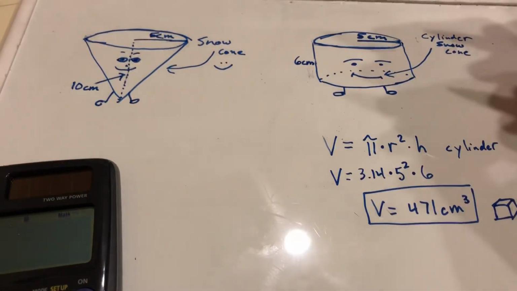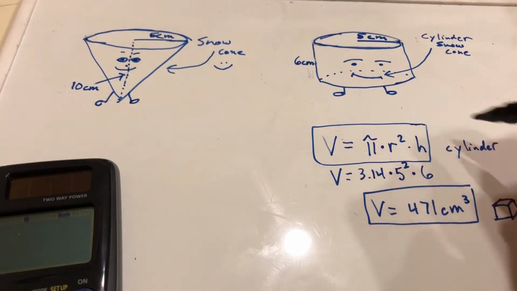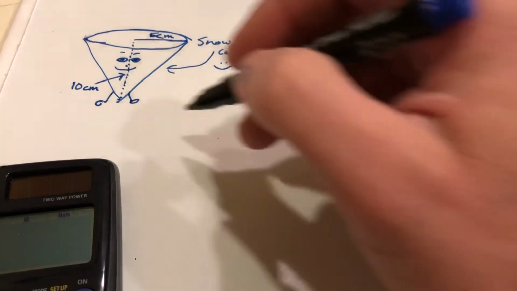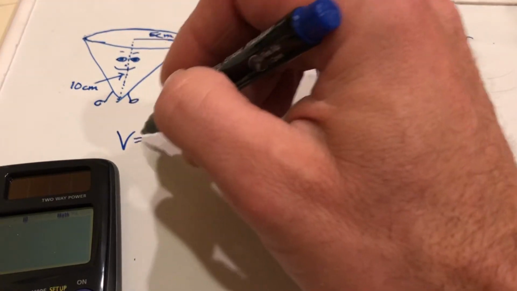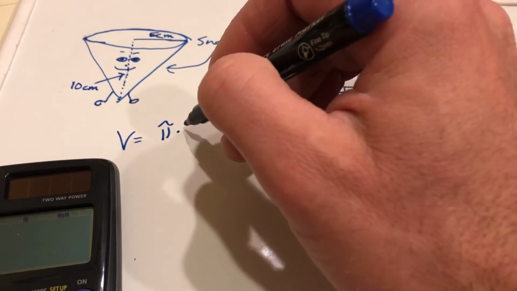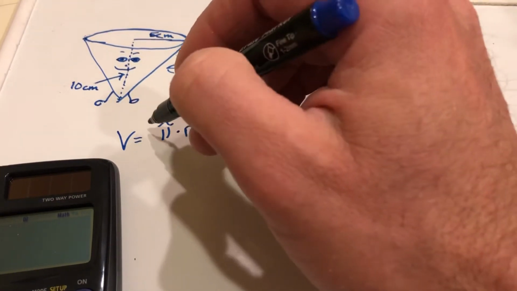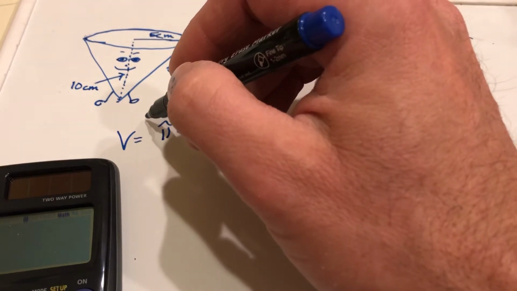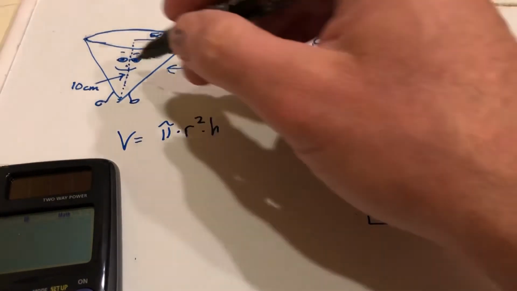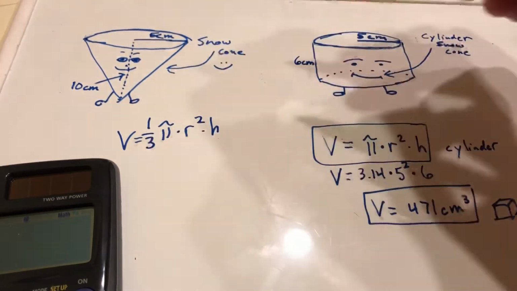Anyway, formula for a cone is almost exactly the same as a cylinder. Almost. It's going to be volume equals pi times radius squared times height. But then you got to 1/3 it. It's 1/3 as big as a cylinder always. Always use 1/3. Okay?